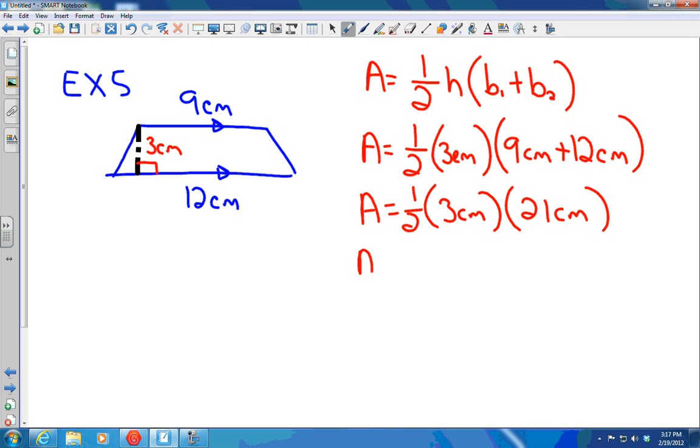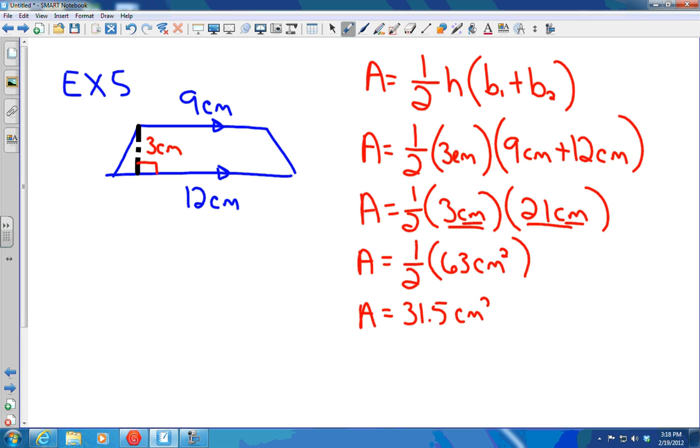And so now there's several ways to do this. We could do 1/2 of 3 and then multiply that times 21 centimeters. We could do 1/2 of 21, multiply that by 3. Or we could do 3 centimeters times 21 centimeters and do 1/2 of that. So let's do that. 3 times 21 is 63 centimeters. And don't forget, it's centimeters times centimeters. That's centimeters squared. And then the final area will equal 1/2 of 63 centimeters, or 31.5 centimeters squared.